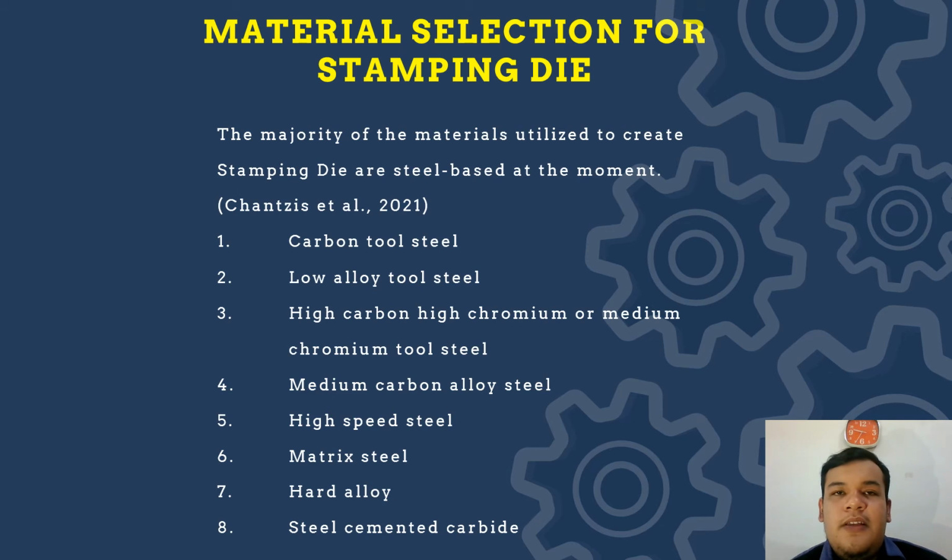Last about chapter 2, I would like to tell about material selection for stamping die. Sanzi stated that currently the bulk of materials used to manufacture stamping die are steel-based, such as carbon tool steel, low alloy tool steel, high carbon high chromium or medium chromium tool steels, and medium carbon alloy steel.